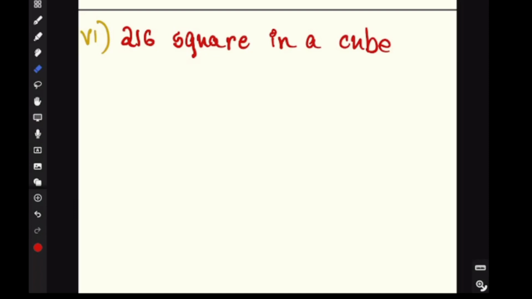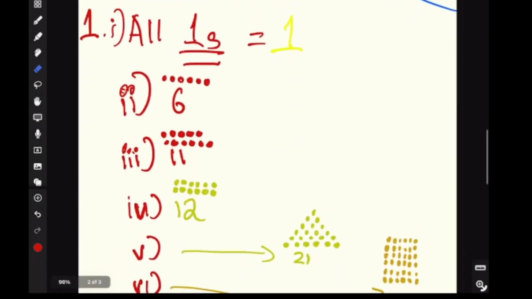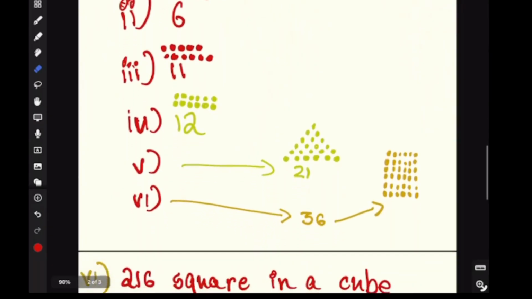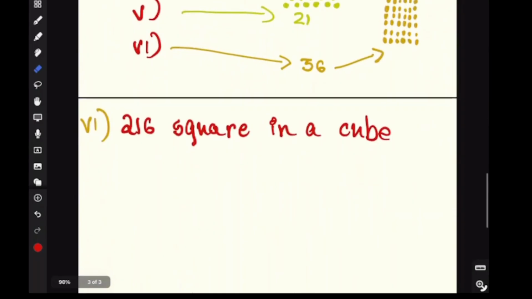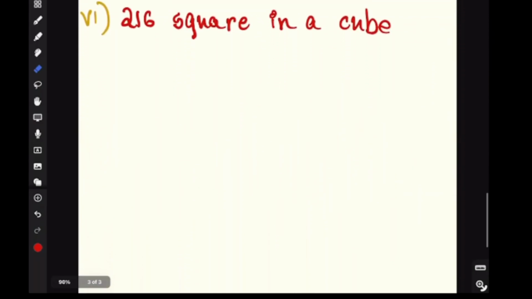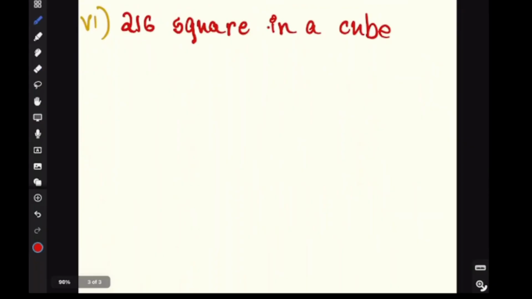Okay, so let's move to the next question. This was the first question. First answer is 1, second answer is 6, third answer is 11, fourth answer is 12, fifth answer is 21, sixth answer is 36, and seventh answer is 216 squares in a cube. Okay, so let's move to the second question.